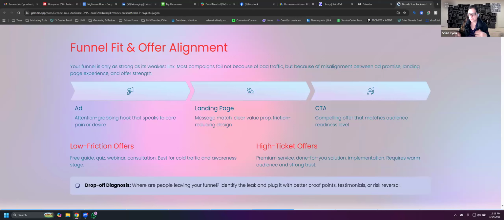And then, like I said, there's the low friction and the high ticket side. Make sure what you're asking for matches where they are in the funnel. Don't ask someone to spend $20,000 the first time they see an ad.